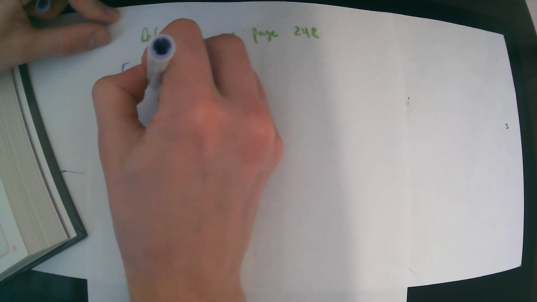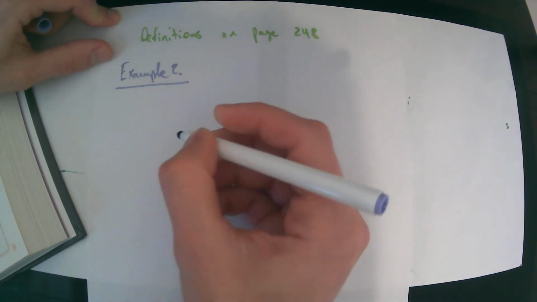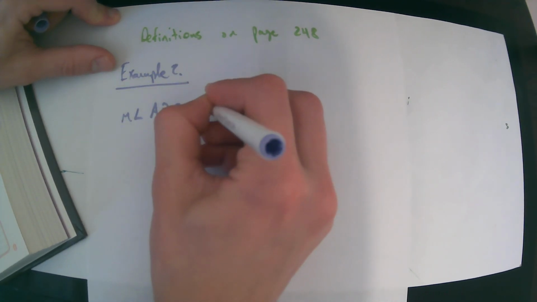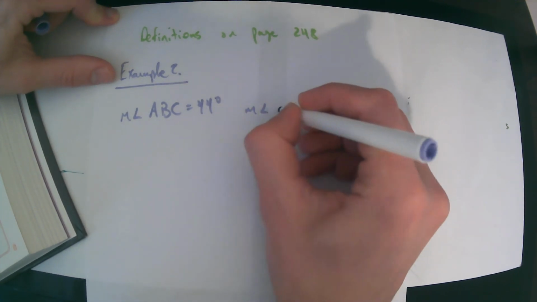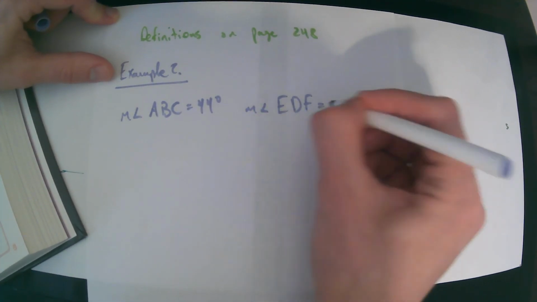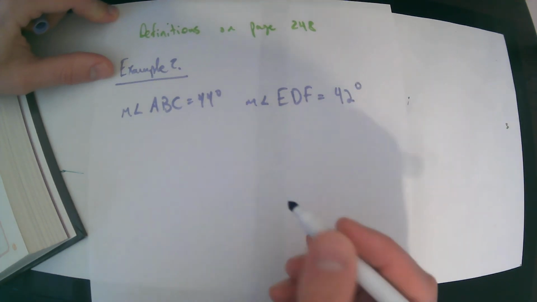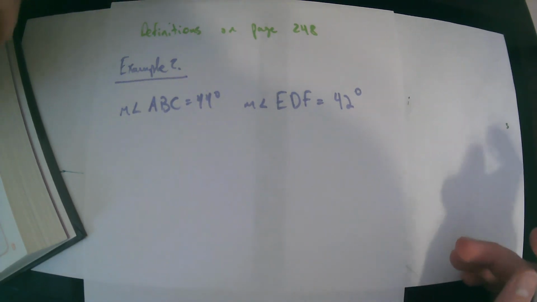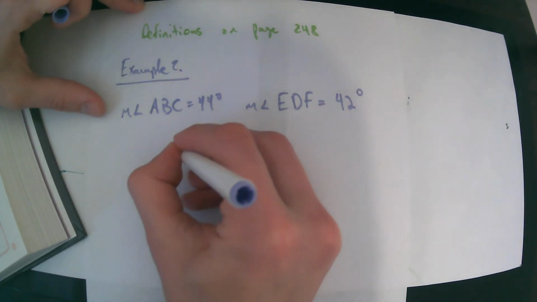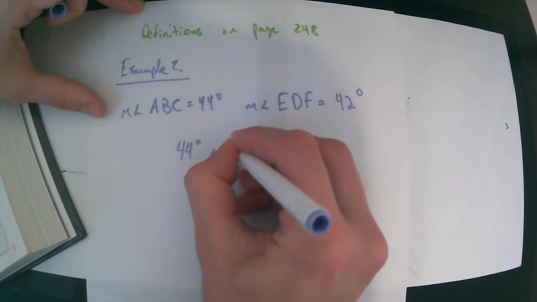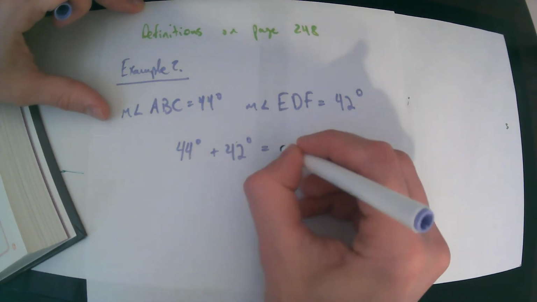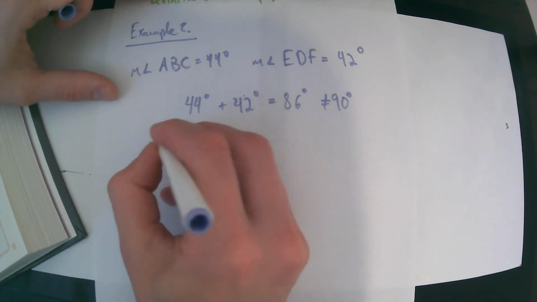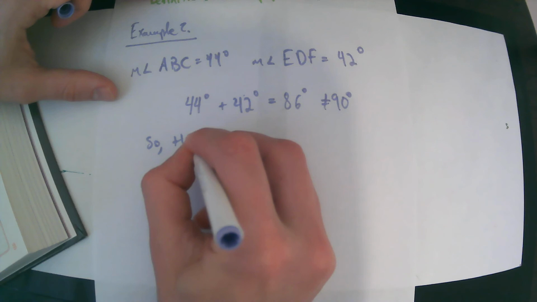Okay, so example 2 says to determine if the following angles are complementary. Example 2 says the measure of angle ABC is 44 degrees, and the measure of angle EDF is 42 degrees. All we have to do is take their sum and see if it's 90 degrees. If it is, they will be complementary. So 44 degrees plus 42 degrees is of course not 90. It's 86 degrees, so they are not complementary. Okay, easy enough.